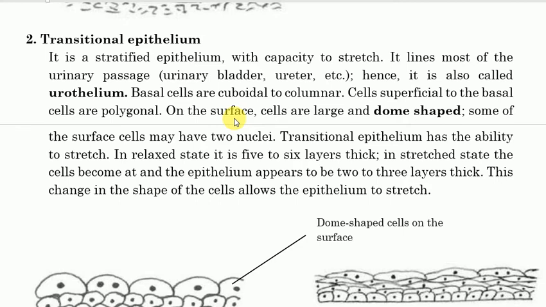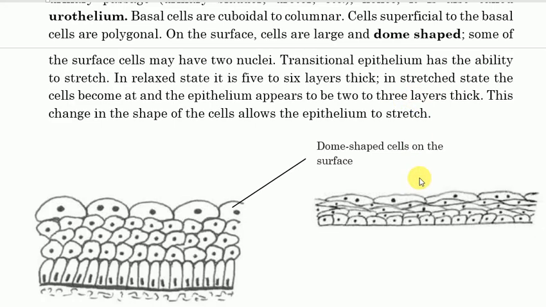Basal cell are cuboidal to columnar cells, superficial to the basal cell are polygonal, and the surface cell are large and dome-shaped. Some of the surface cell may have two nuclei. Transitional epithelium have the ability to stretch. In a relaxed state, it is 5 to 6 layers thick. In a stretched state, the epithelium appears to be 2 or 3 layers thick. This change in the shape of the cell allows the epithelium to stretch.